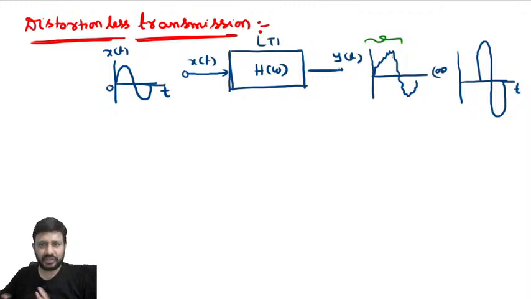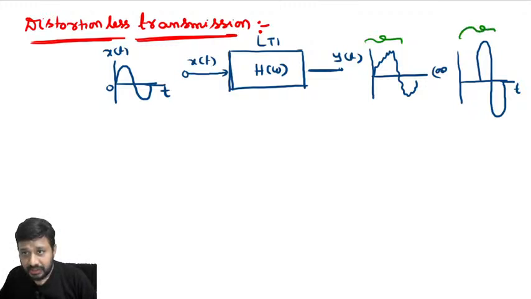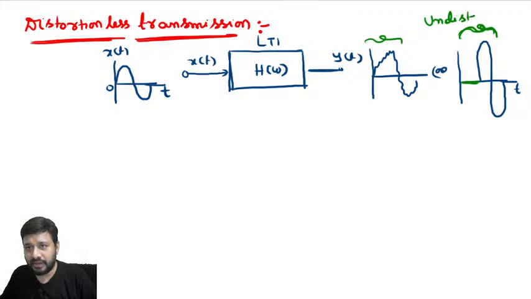Distorted means shape is disturbed, right? And if you observe the second output, shape is preserved, but there is some delay. And remember, always delay is allowed, delay is not a problem. And amplitude scaling is also done here, and amplitude scaling is also allowed, but shape must be preserved. Or can I say that the second output is an undistorted version of the input signal.